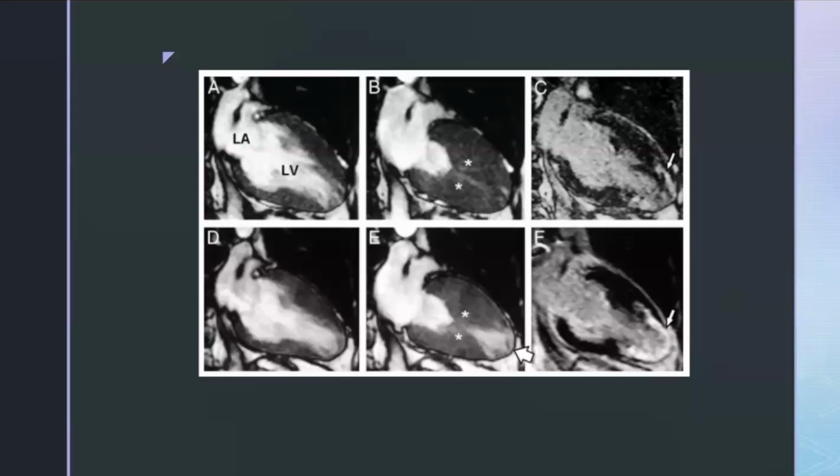And one of the key things to note about why this is different than just a hyperdynamic LV is that there are two separate cavities. And I have a slide that's going to show this on echo, but you have two separate cavities. You have one in the distal and one more proximal. In patients with a hyperdynamic LV, for example, in a small cavity or in a hyperdynamic state, you have obstruction just distally. You don't have these two separate distinct cavities. And that's another way to differentiate the two of them.